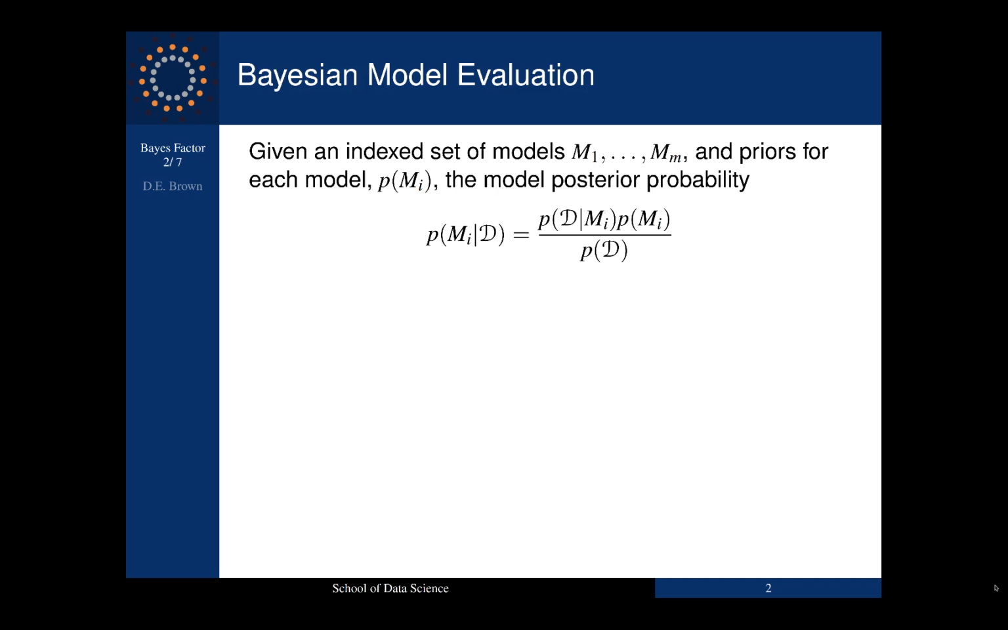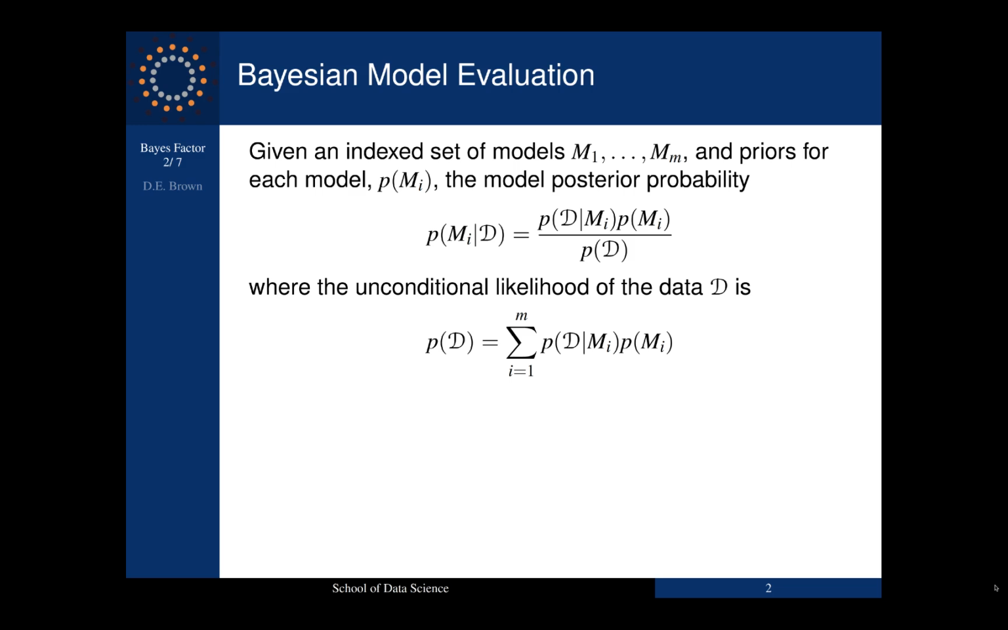indexing the model. And then the posterior distribution for the model, for the choice of model, is given by Bayes' rule. So it's going to be the ratio of the probability of the data, and we'll let script D represent the data, given the particular model, times the prior probability for the model, and then over the probability of the data itself. And again, these can be probability mass functions or probability density functions. The unconditional likelihood of the data, the denominator here, we can express, as we've done over and over again, using conditioning or the sum rule.